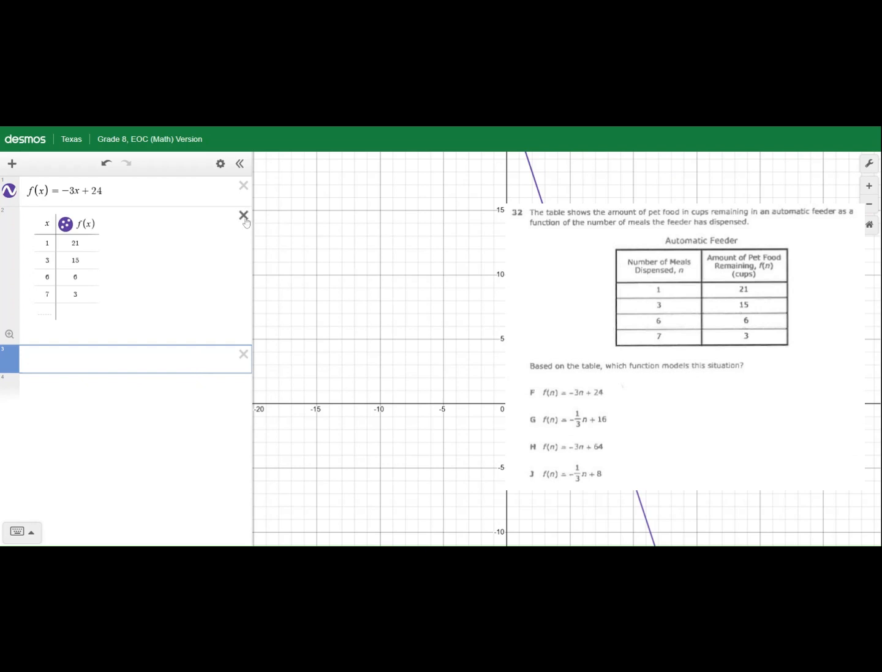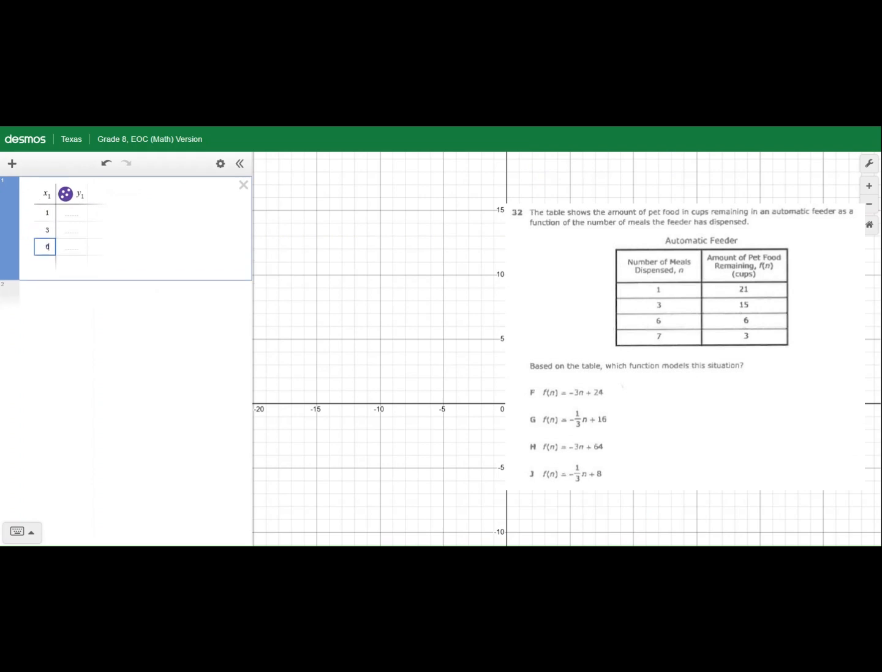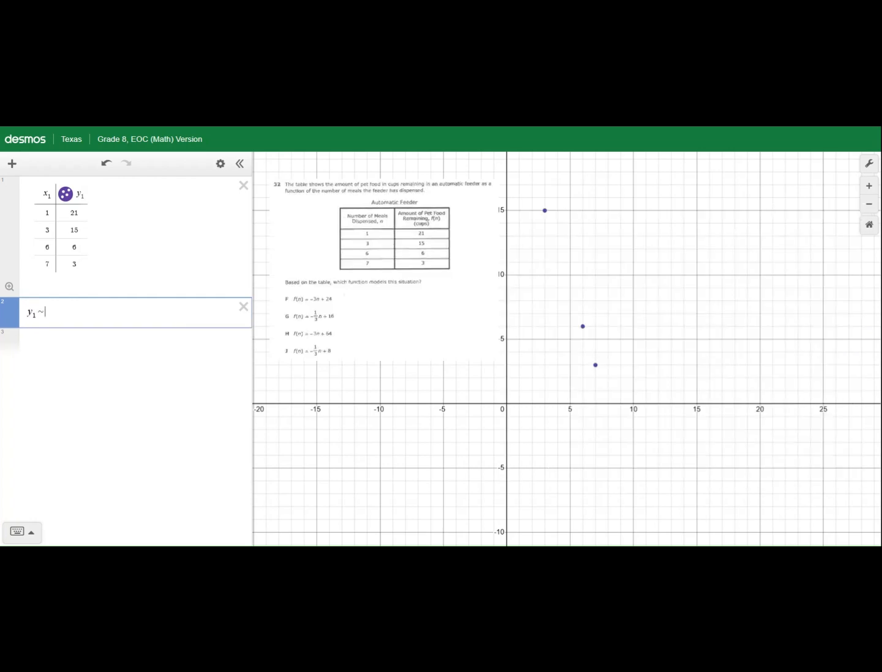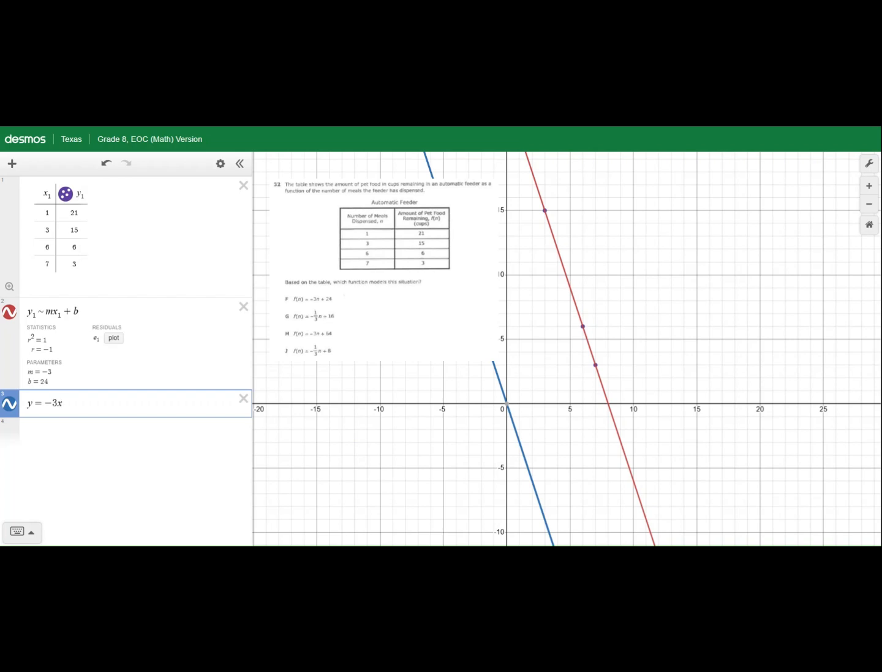Let's use the other way to solve this, which is you click the plus, click the table, and type the numbers: 21, 15, 6, 3. And then the formula, y1 squiggly line mx1 plus b. See? Now my m is negative 3, so I'm going to just write that. Y equals negative 3x, and my y-intercept is 24, plus 24.